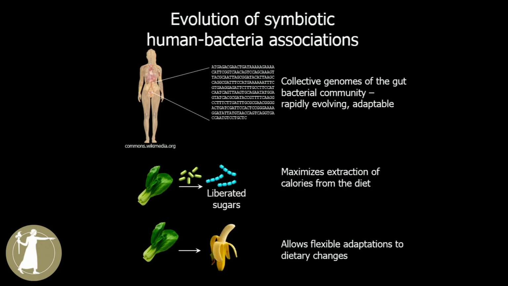What this does is it endows us with the ability to hydrolyze otherwise indigestible polysaccharides, basically liberate sugars that we can then take up, and maximizes extraction of calories from the diet. The other thing that it does, though, is it allows flexible adaptations to dietary changes. So if you start out eating bok choy and then later you start eating bananas, your microbiome is part of what allows you to flexibly adapt to this dietary change and efficiently extract calories from these different food sources.